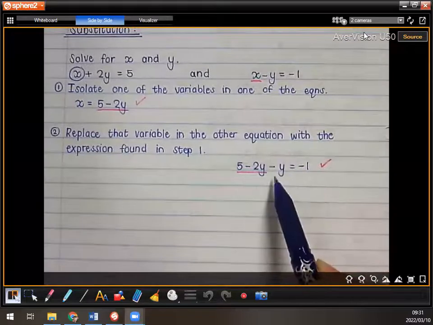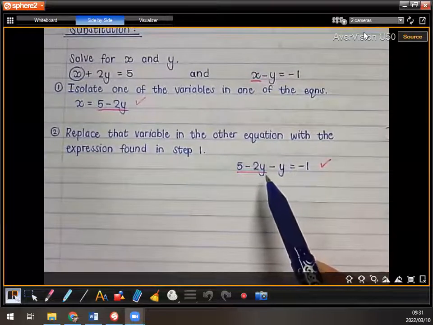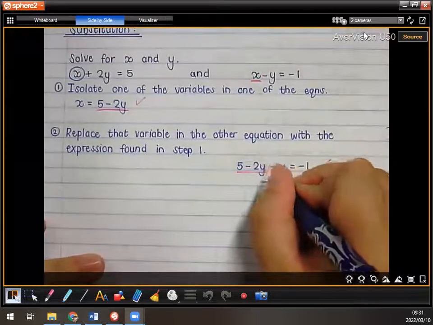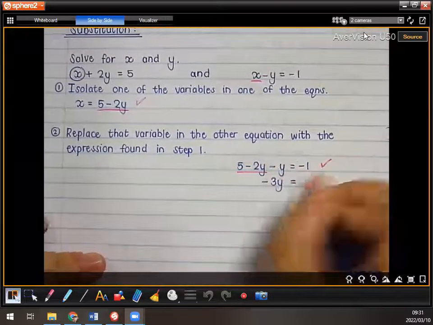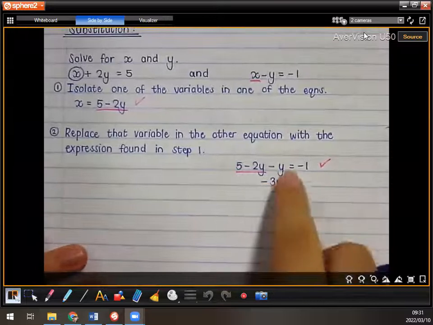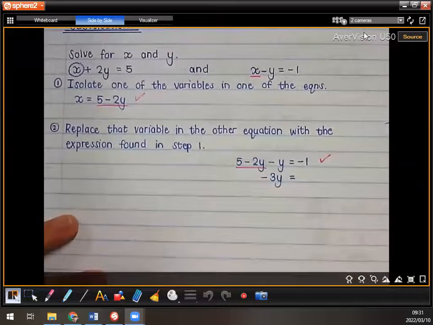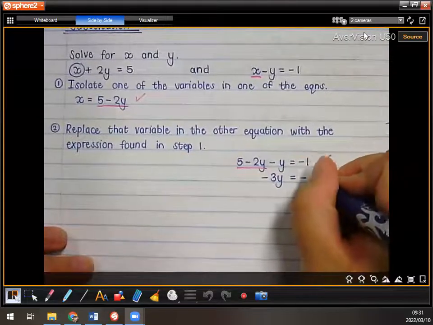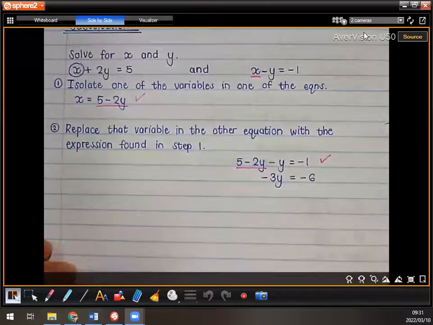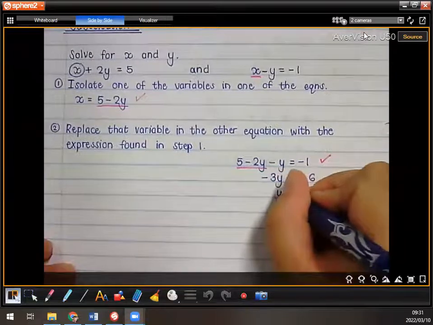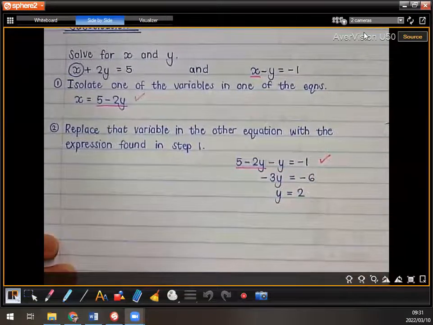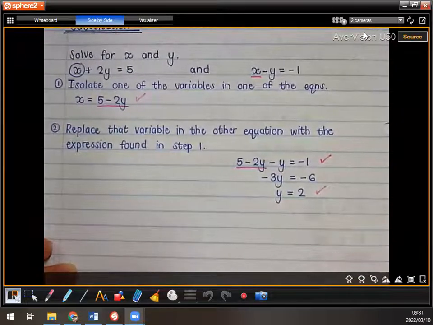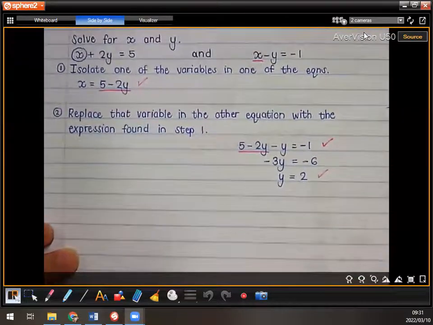Now, like we saw in AP, we now only have one variable, right? We only have a y. We don't have x anymore. So now we can solve for y. I'm going to say negative 3y. Right, negative 2y minus y is negative 3y. I have negative 1 minus 5, that's negative 6. So then y is equal to 2. That is the third mark. We're getting the actual value of y.